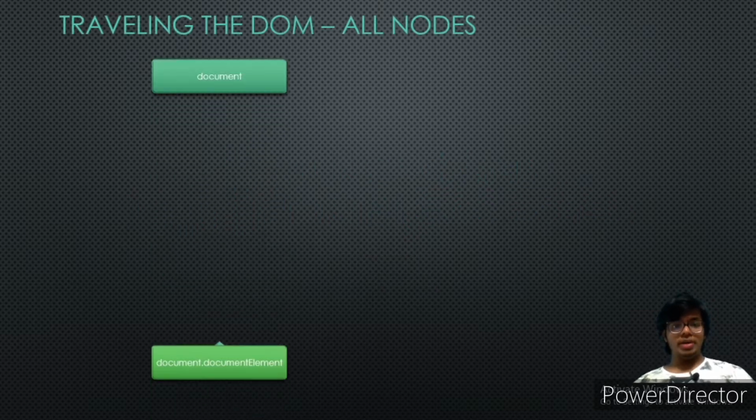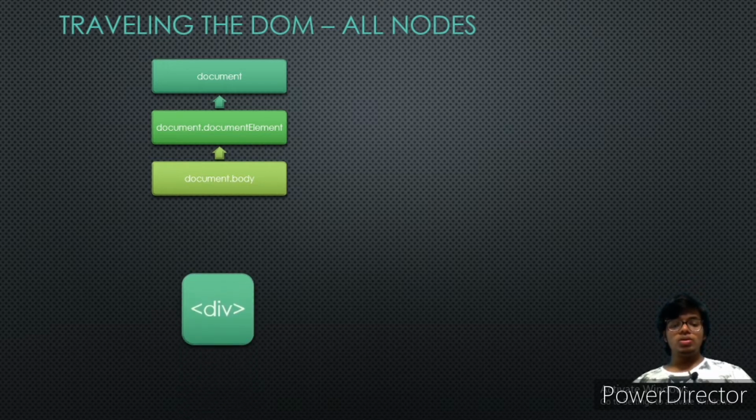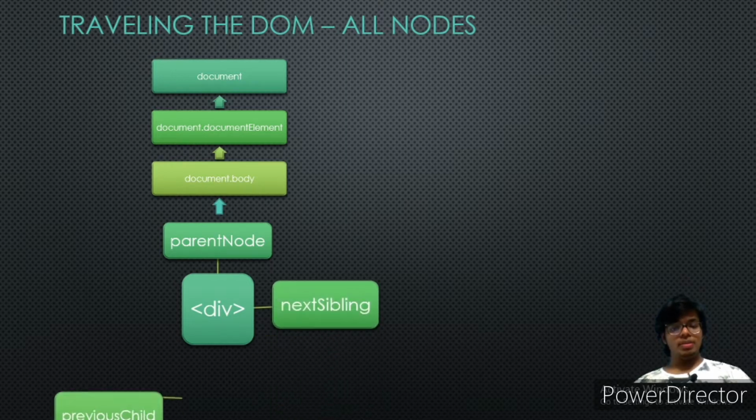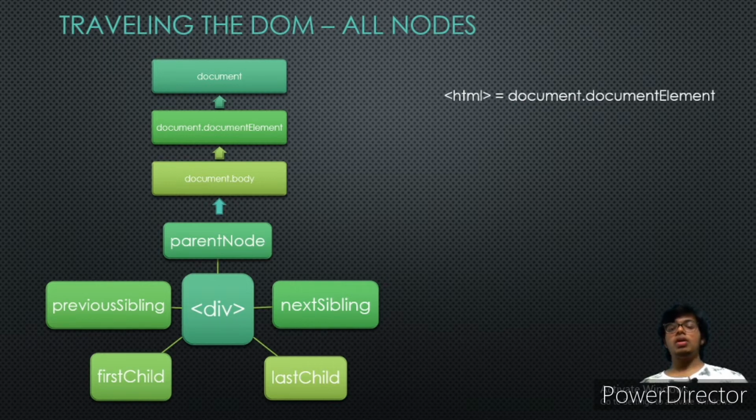So you have the document, and then you have the document element, then you have the document body, and say you have a div inside your body tag. So let's say the parent node is the document.body or the body tag, and then you will have the next sibling, and you may have a previous sibling also. Then you may have some children, so some tags inside the div tag, they are called the children. So first child, last child, and you can have intermediate children elements. All right.